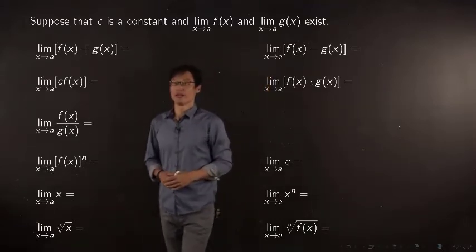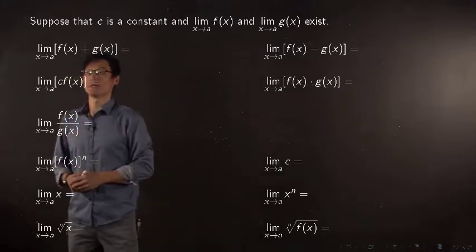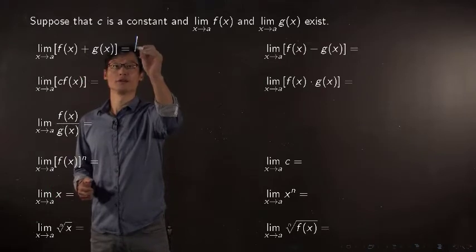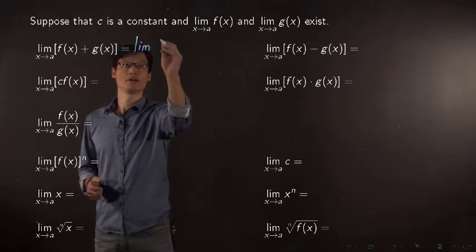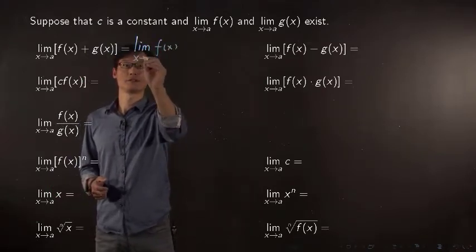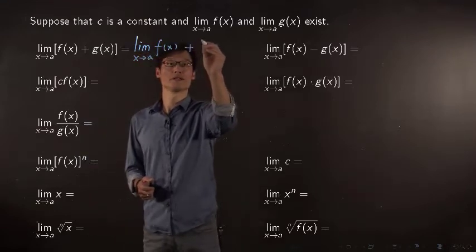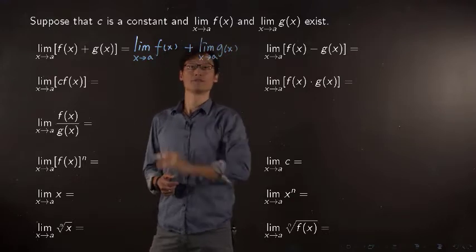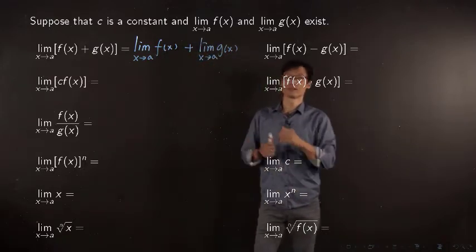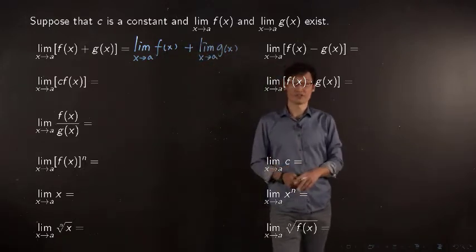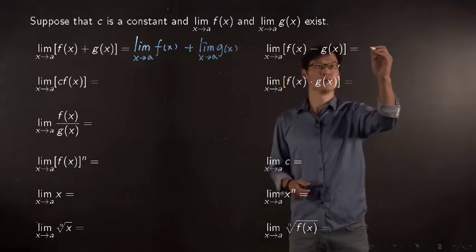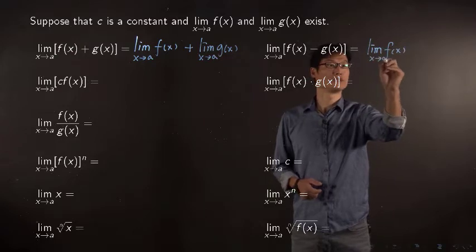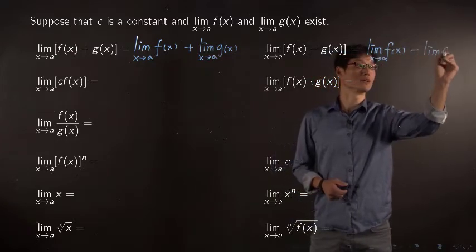Then the limit of a sum is the sum of limits. So this is basically the limit of f plus the limit of g. Similarly, the limit of a difference is the difference of limits. So the limit of f minus the limit of g.